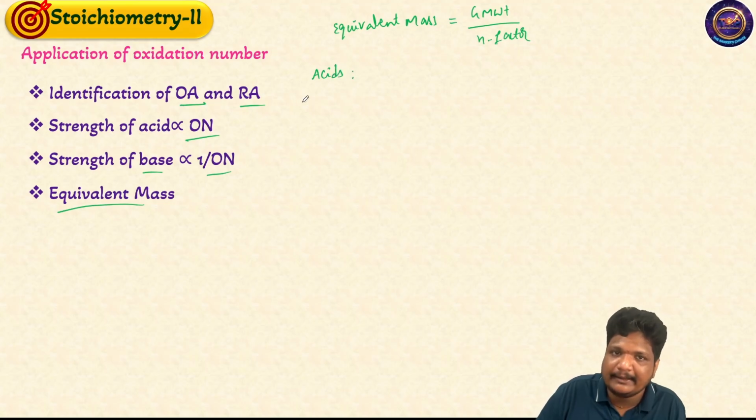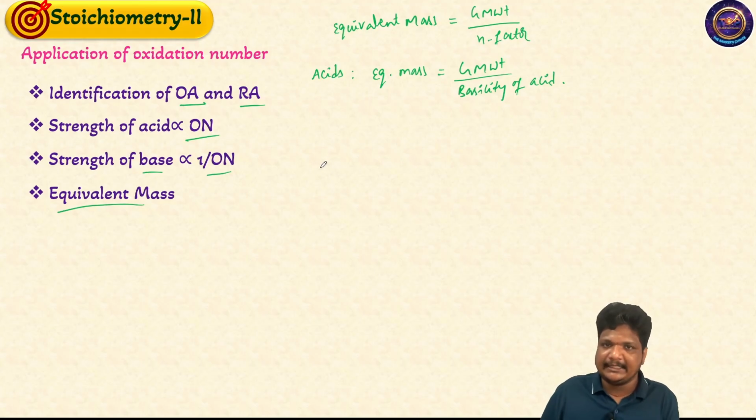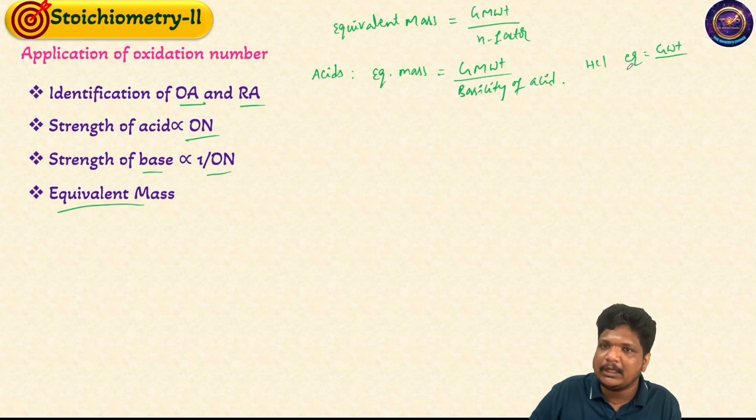యాసిడ్స్ తీసుకుంటే ఈక్వాలెంట్ మాస్ ఈక్వల్ టు గ్రామ్ మోలార్ మాస్ బై basicity of acid. బేసిటీ ఆఫ్ యాసిడ్ అంటే ఏమి లేదు, ఆ యాసిడ్ H+ ఇస్తుంది. ఓకే, ఫర్ ఎగ్జాంపుల్ HCl తీసుకున్నాను నేను. HCl తీసుకుంటే గ్రామ్ ఈక్వాలెంట్ వెయిట్ ఈజ్ ఈక్వల్ టు గ్రామ్ మాలిక్యులర్ వెయిట్ బై బేసిటీ ఆఫ్ యాసిడ్, H+ ఇస్తుంది, ఇక్కడ ఒకటే ఇస్తుంది, సో కాబట్టి 1 వేస్తాం.